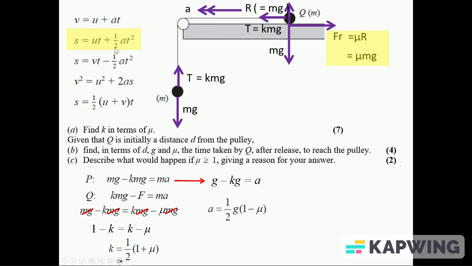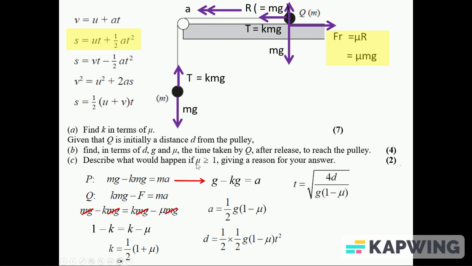That s is going to be the d, and then a half a, which is here. So, like I say, the u is 0 because it starts from rest. The d is the s, so half, and then a t squared. I'll just rearrange this. I'll put the 4 up there to make it 4d divided by g times 1 minus mu, and do the square root. So I've got t squared. And there's the answer to part B.